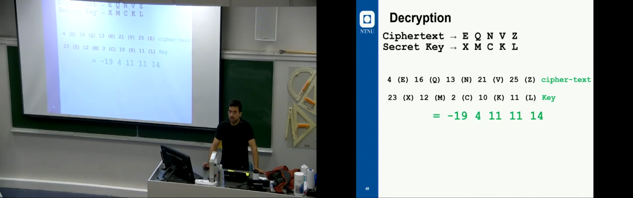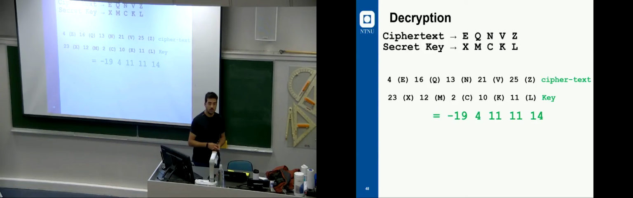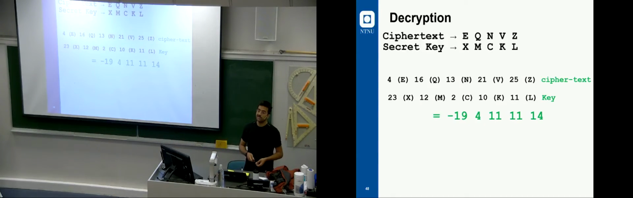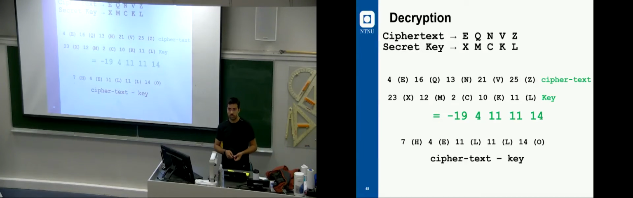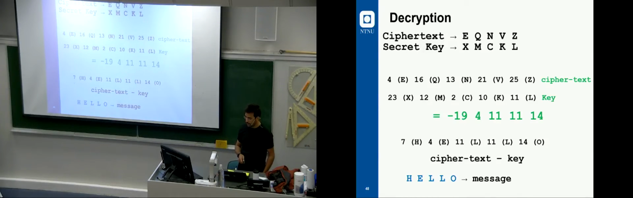Yeah. In encryption, we sum them up. Here we subtract. And if we are getting the values which is negative values, again we have to add 26 to get the normal. Yeah, we will back get 7, 4, 11, 11, 14, which was the actual message, actual numerical values of our message hello. Got it? Clear so far?